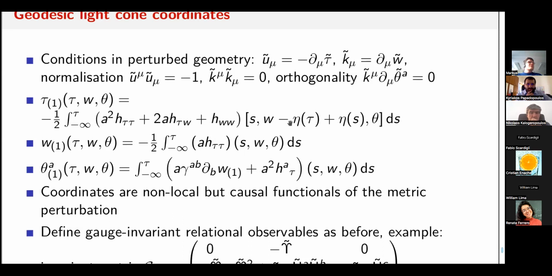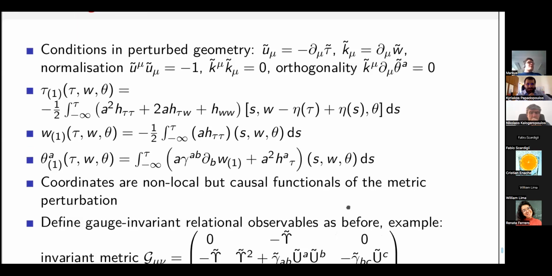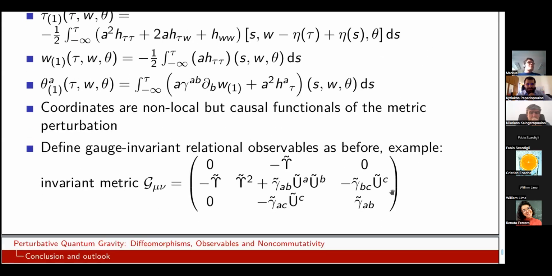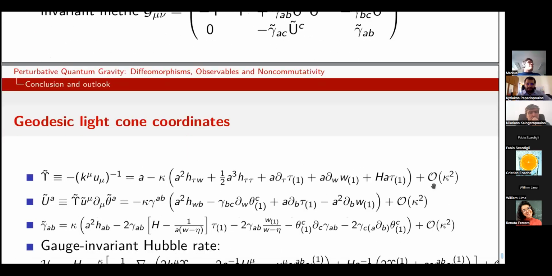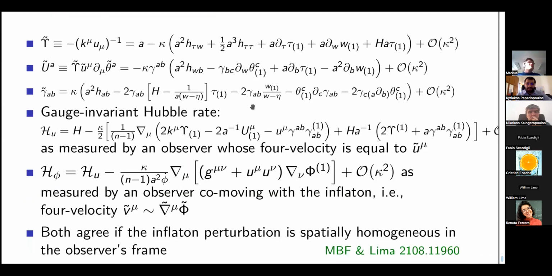So here the Green's function is some sort of one-dimensional Green's function along the light cone or the past time. And then one can define, as before, gauge-invariant relational observables. For example, the invariant metric. So the gauge-invariant metric takes that form. It has the same GLC form, but now the upsilon gets corrected and also the other quantities get some corrections. And, yeah, one can look at the expressions.